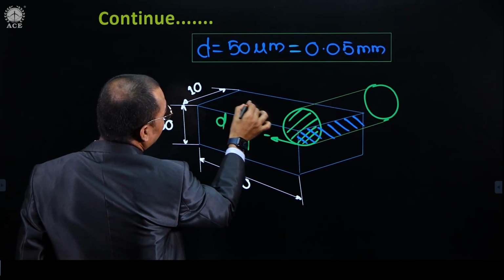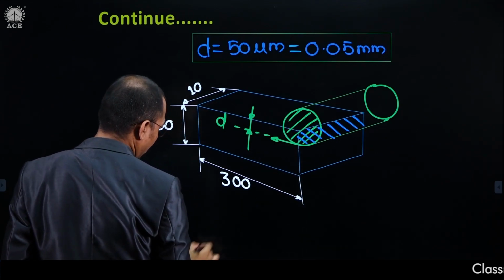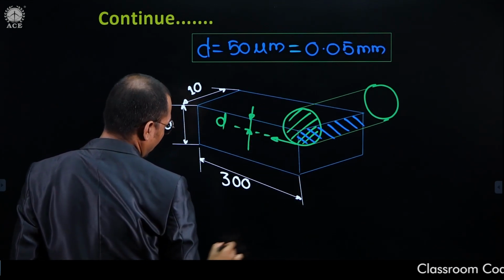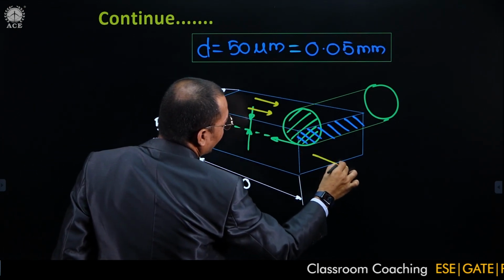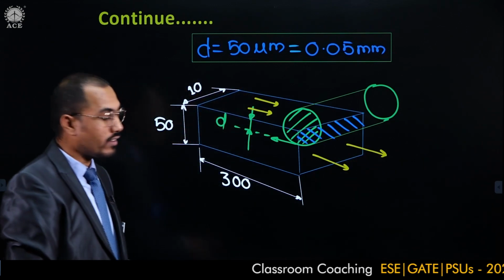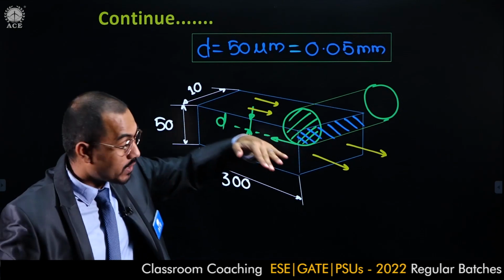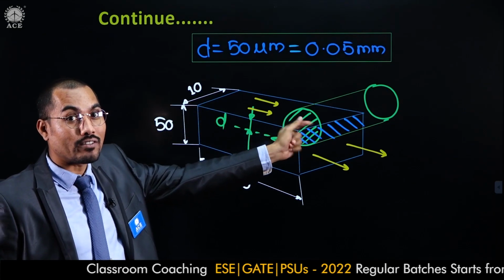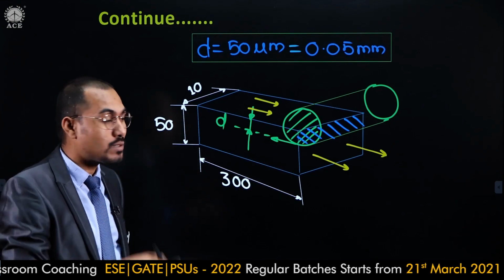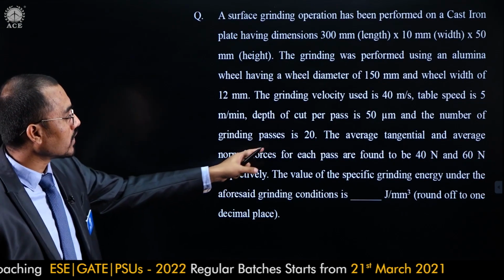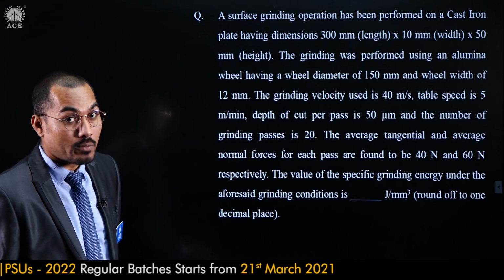What is the velocity by which it is getting cut? It is nothing but the velocity by which this metallic plate is moving. Because we know that this metallic plate is moving with a certain velocity, and that is the velocity with which it passes over this grinding wheel. That is the velocity by which this cross section material removal takes place, and it was given that the table speed is 5 meter per minute.